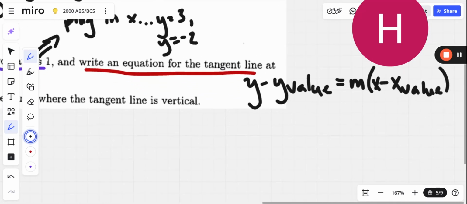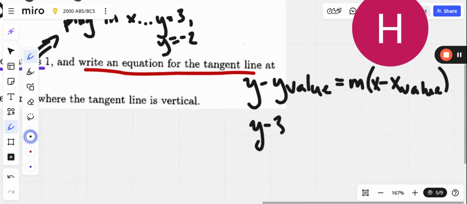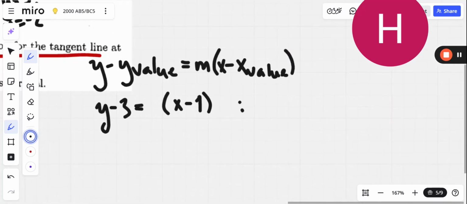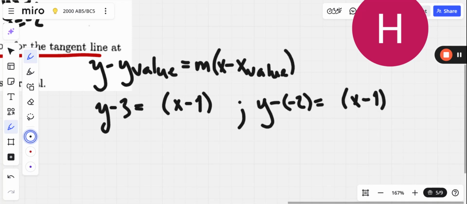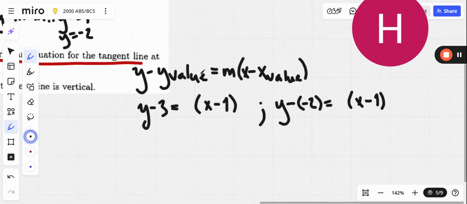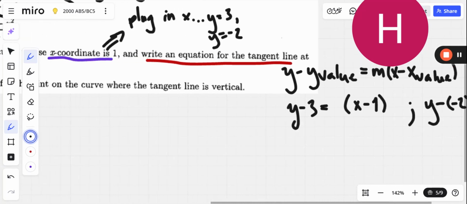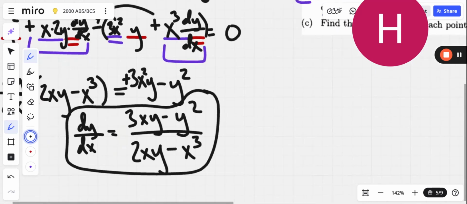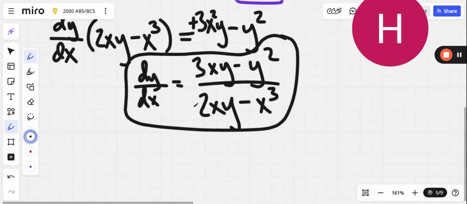So that means we're going to have one equation which reads y minus 3 equals some slope times x minus 1. And then we're going to have another equation which reads y minus negative 2 equals some slope times x minus 1. We have to find what these slopes are, and we can use the derivative for that.